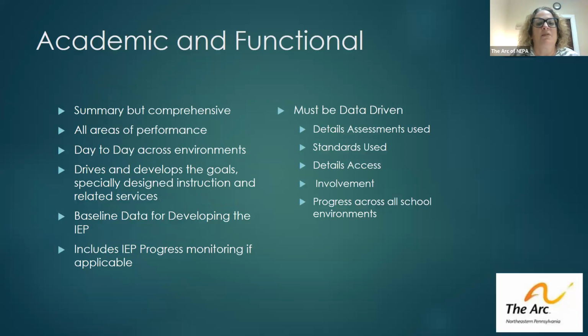So both academic and functional areas of present levels should be very comprehensive. They are a summary, but they should include a lot of information. It shouldn't just be one little paragraph. And it should not be copied and pasted year to year. It's supposed to be present and what's occurring right now. All areas of performance should be included. It should be across day to day, across the different environments of the school, not just what's going on at that one particular time that they spend in the special education classroom. It's supposed to be across all environments.